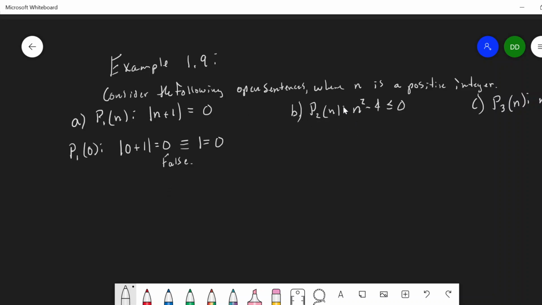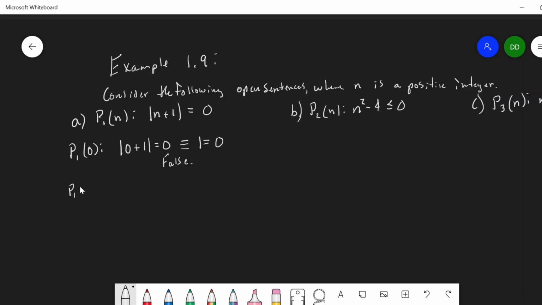So for these, we have to do a little bit of thinking, but none of these are too difficult if you use some background knowledge. For instance, here I have absolute value of n plus 1 is equal to 0. Well, if I'm taking the absolute value of something, the result's always going to be greater than or equal to 0. So the only time an absolute value is equal to 0 is if the inside itself is 0. So what that tells me is that in order for P1 of n to be true, n plus 1 has to be 0, and therefore n is equal to -1.